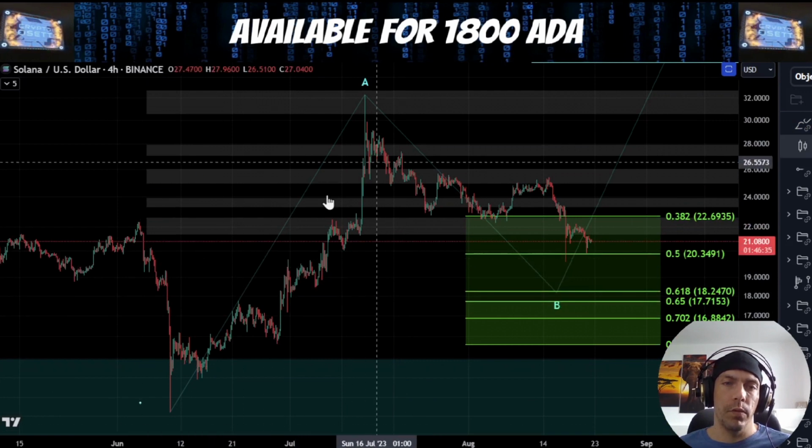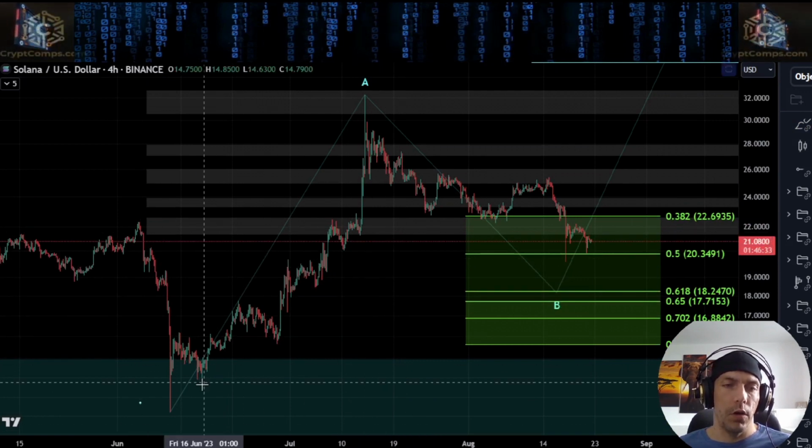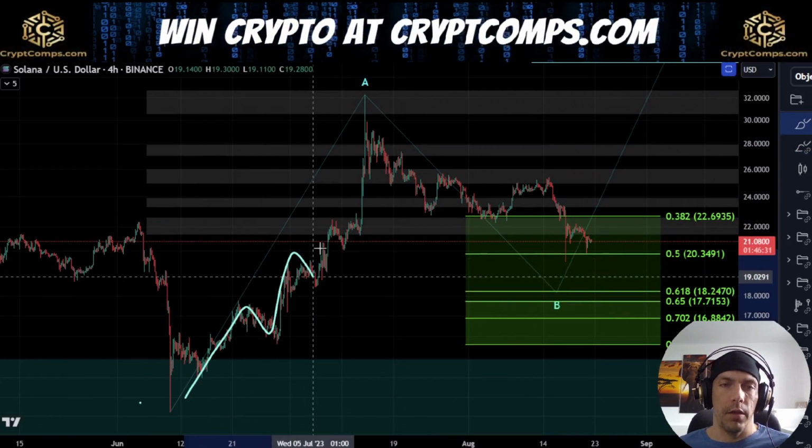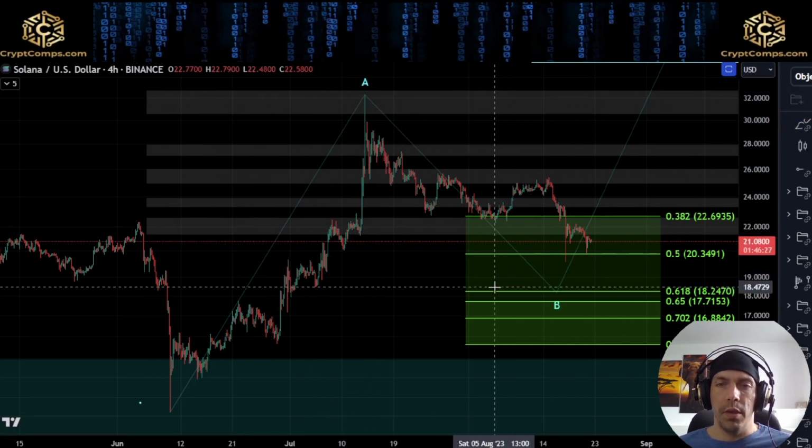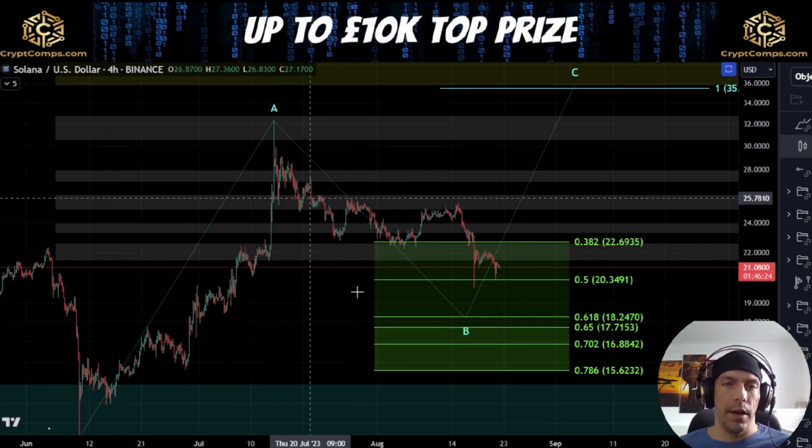But the problem is it is also very choppy in here, and you can also argue that this could be something like a diagonal pattern and just an ABC into this high. So we need to just be careful because, like I said, it's not the clearest of structures.